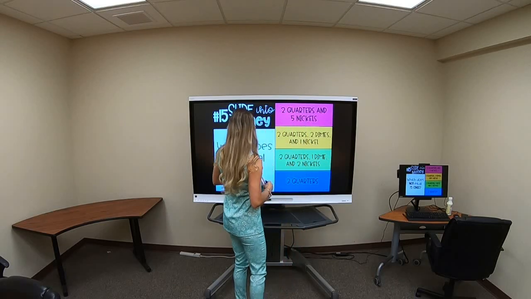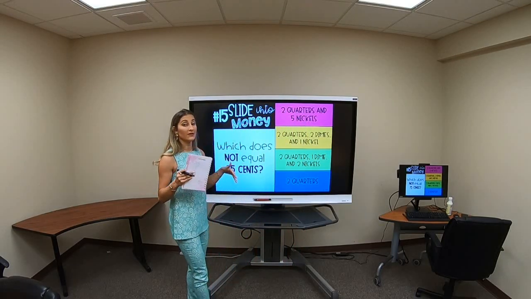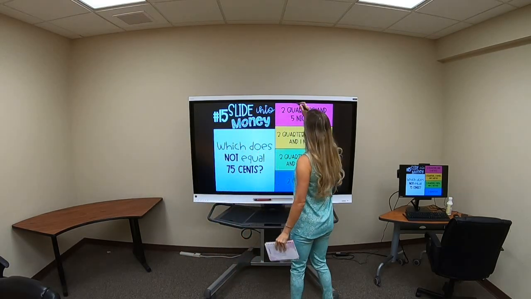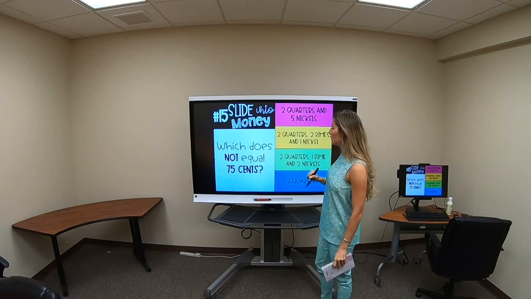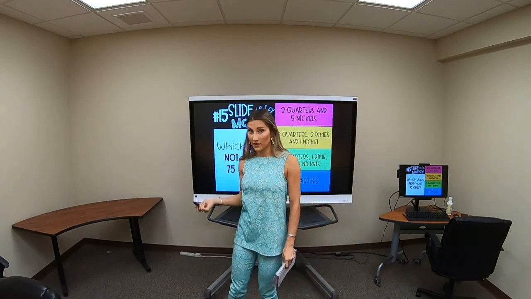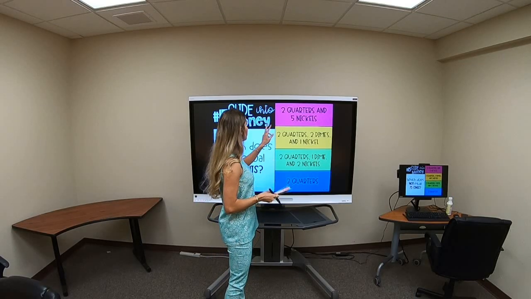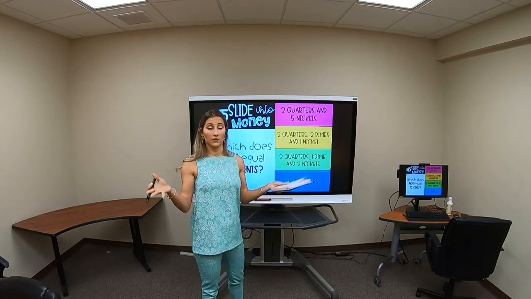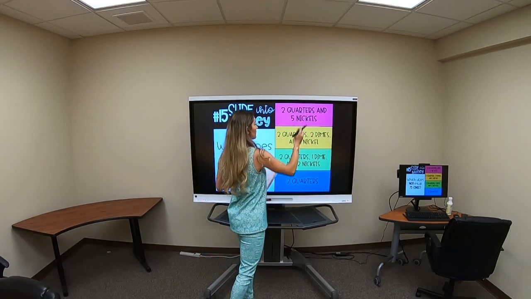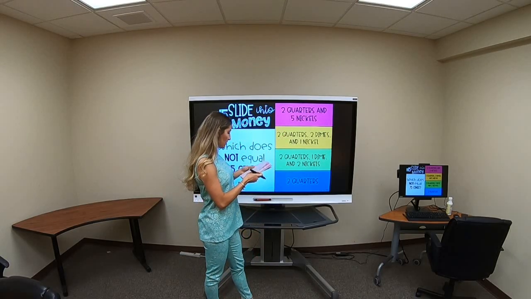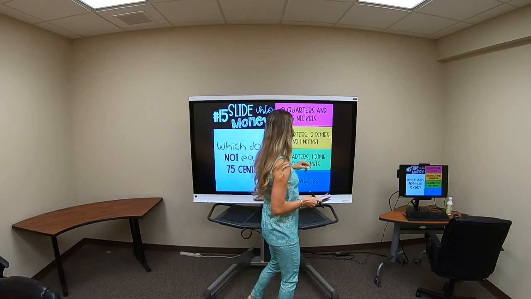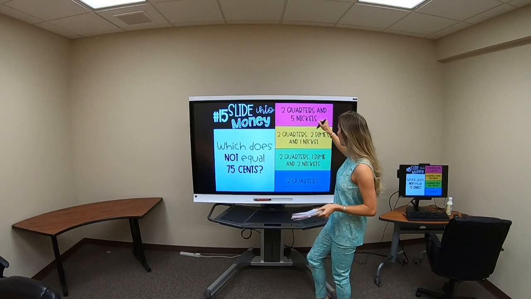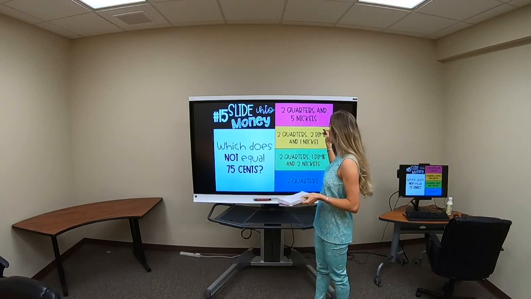And our last one that we're going to look at, which does not equal 75 cents. Okay, so let's look at the first one. Okay, 2 quarters is 50. 5 nickels, 5 plus 5 plus 5 plus 5 plus 5 is 25. Okay, so we have 2 quarters, which is 50, and then we have another 25 cents. 25, 25, and 25 is 75 cents. So we know that one's right, so you can give yourself a check. 2 quarters is 50 cents. 2 dimes is 20, and then 1 nickel is 5. So 50, 60, 70, plus that nickel, 75 cents. So the yellow is correct.